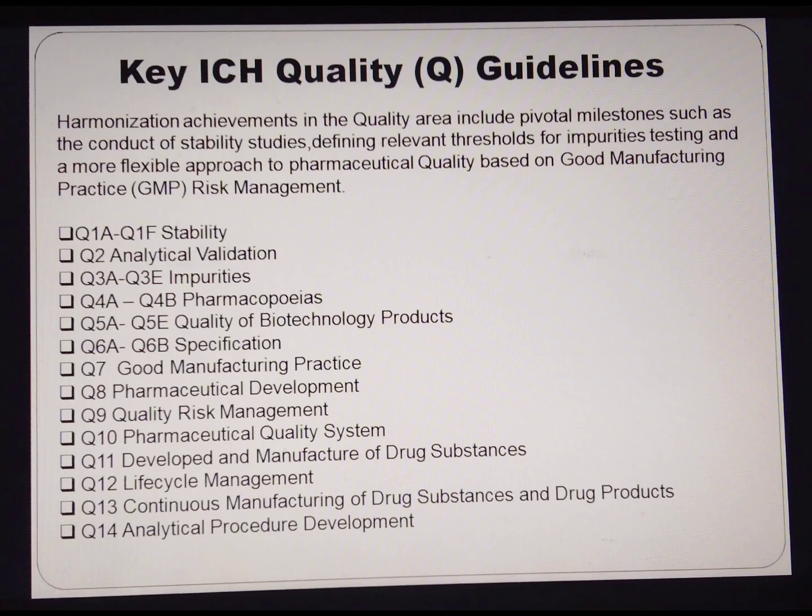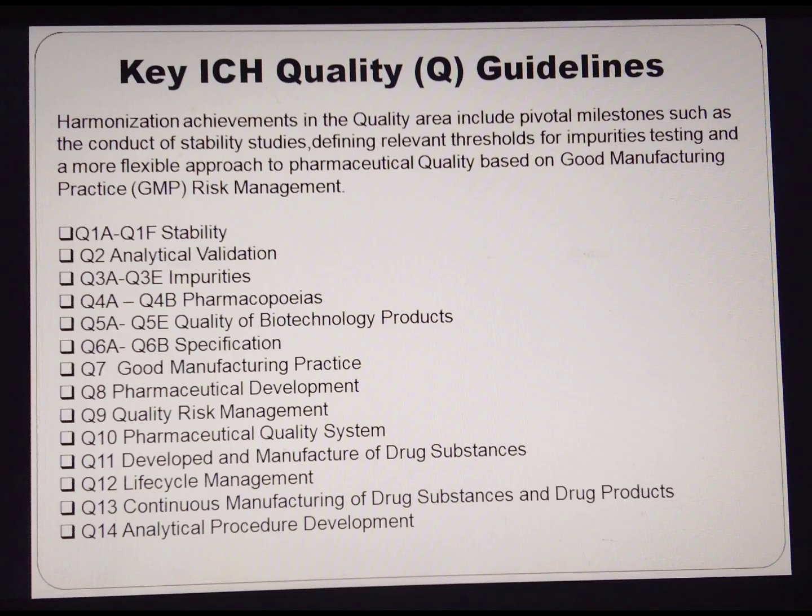Q5A to Q5E quality of biotechnological product. Q6A to Q6B specification. Q7 good manufacturing practices. Q8 pharmaceutical development. Q9 quality risk management, that is QRM. Q10 pharmaceutical quality system, that is PQS. Q11 development and manufacture of drug substances. Q12 life cycle management. Q13 continuous manufacturing of drug substances and drug product. Q14 analytical procedure development.